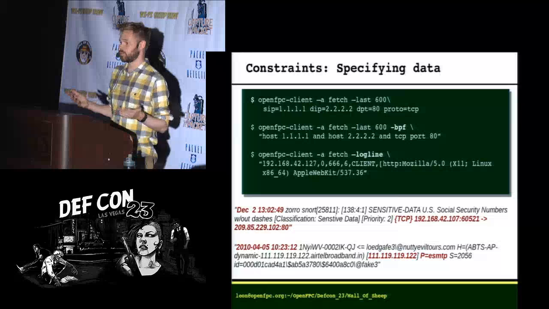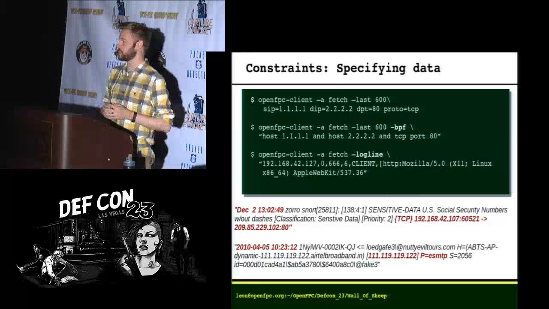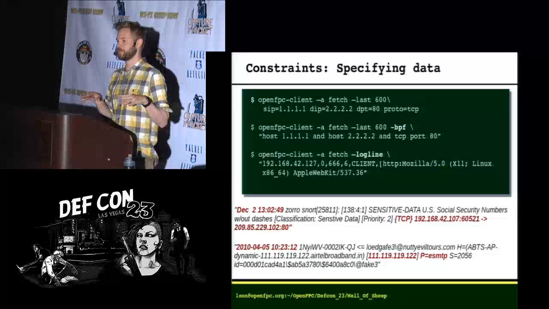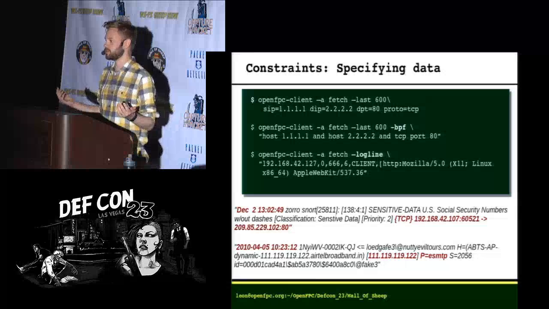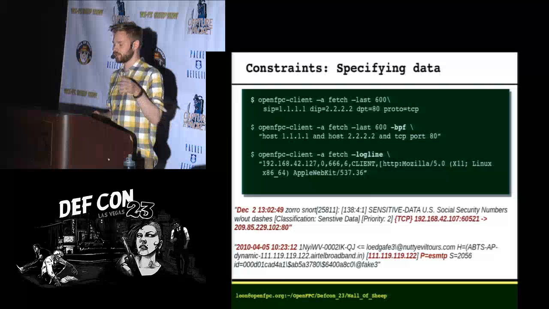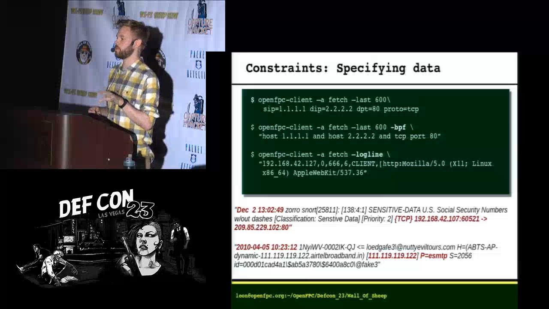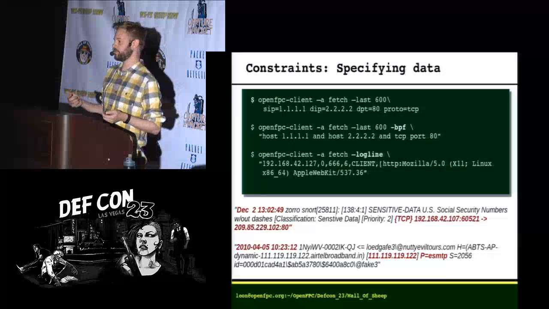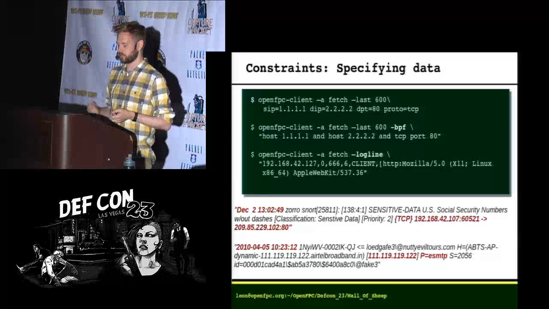If you're an analyst that's used to working with BPFs, you could just ask it for a BPF. But the interesting thing is, the tools that OpenFPC is designed to integrate with don't normally put out BPFs. They don't put out session identifiers. They put out log lines. So in this situation, I'm asking to fetch data that's relevant to a log line from a third-party tool. It decodes that log event itself and gives you the session that it's relevant to.